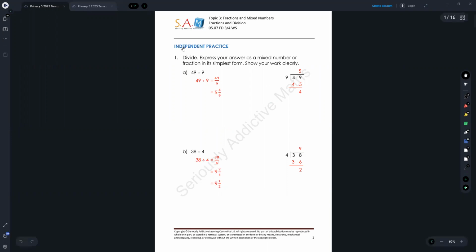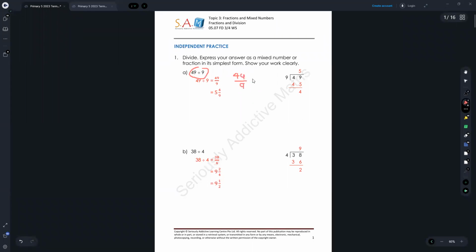For this week's topic, we have two booklets, and then after that, there is a test to be administered. So let's start with the first booklet. This one is actually a recap of what they have learned in the previous class. So let's start with 49 divided by 9. They have to understand that 49 divided by 9 is the same as 49 out of 9.